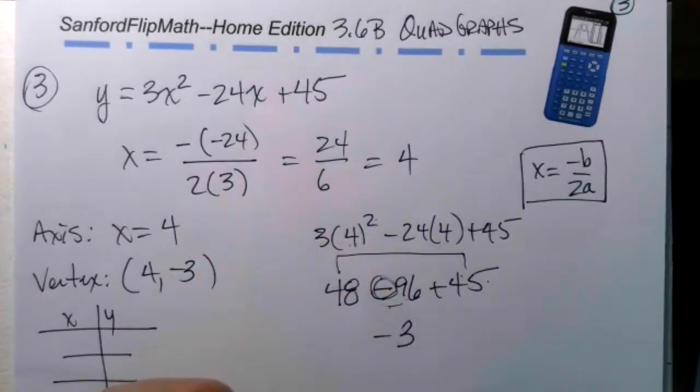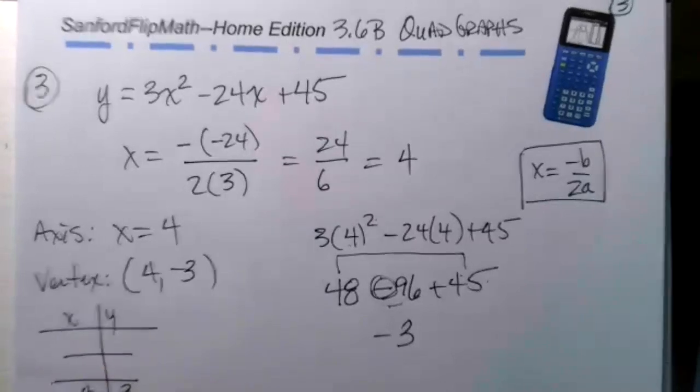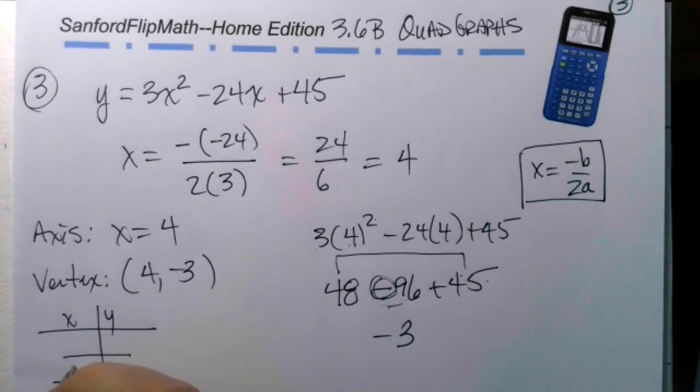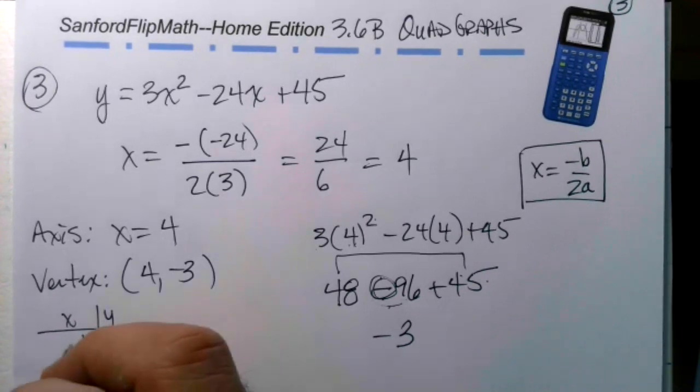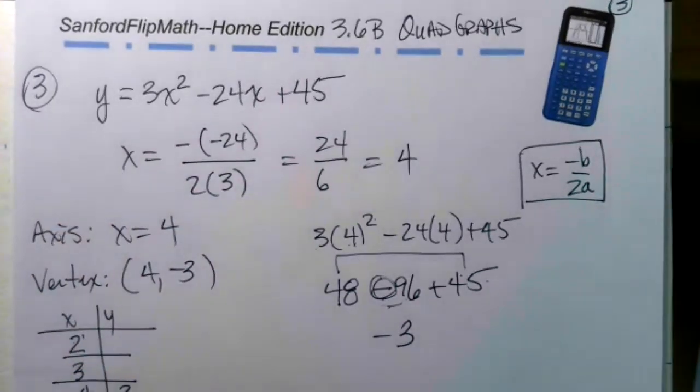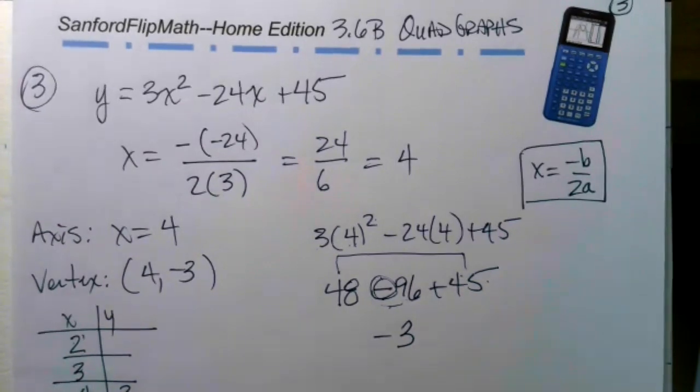So there's my vertex. And I put it in the middle on my table because it's easier to keep track of what's going on. So I'm going to go one value to the left of 4. I'm going to go one value to the left of that. Now you can keep going, you can put in 0 if you want. I'm going to put 5 and 6 so that I'm kind of counting around that value.